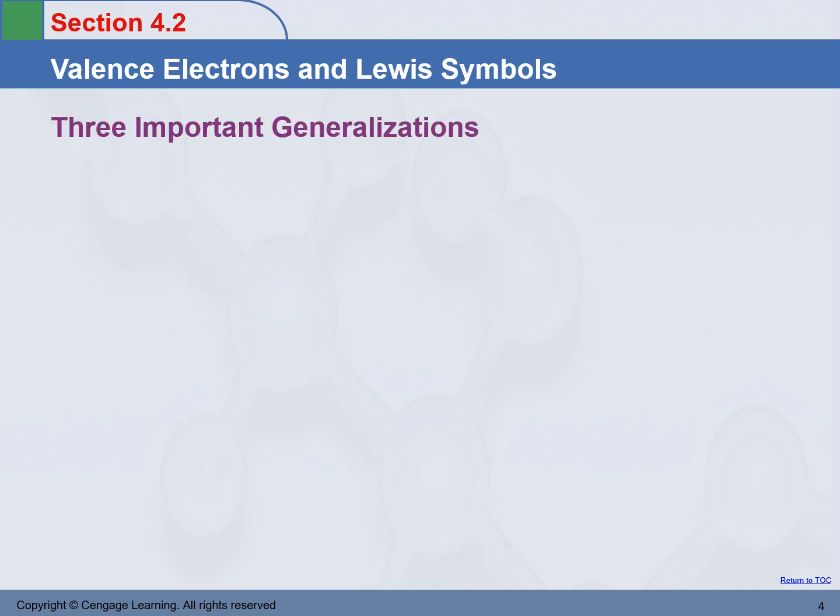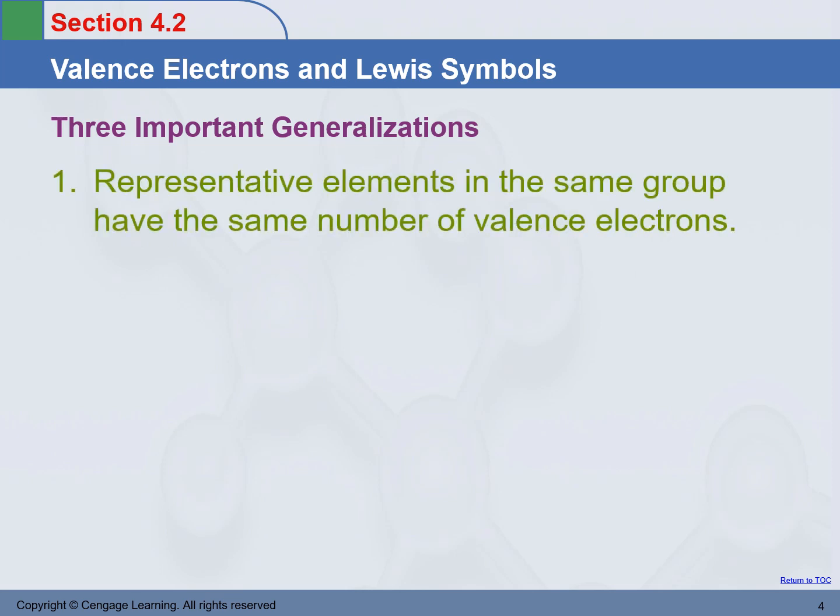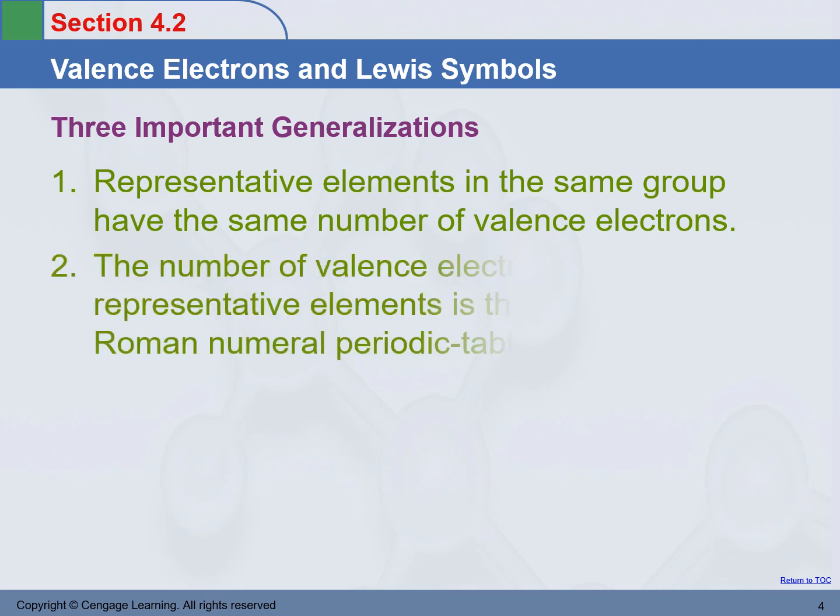3 important generalizations. Let's see what they are. Representative elements in the same group have the same number of valence electrons. Oh, we knew that. We covered this at the beginning of this episode. Not only do we know this, but also we know the number of valence electrons for the elements in the same group is the same as the Roman numeral in the group. 2A will have 2 valence electrons. 5A will have 5 valence electrons. The number of valence electrons for a representative element is the same as the Roman numeral.